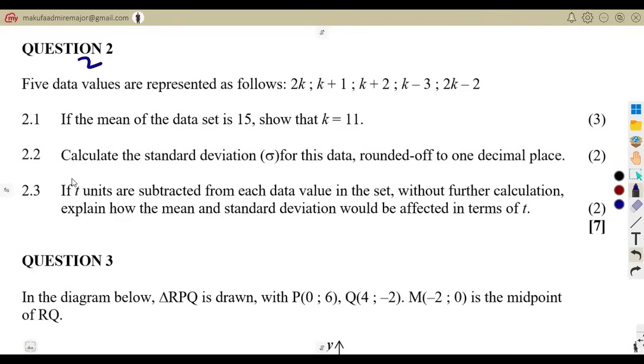Question number 2, you were given 5 data values. You are already told that there are 5. That is 1, 2, 3, 4, 5 values that we are given.